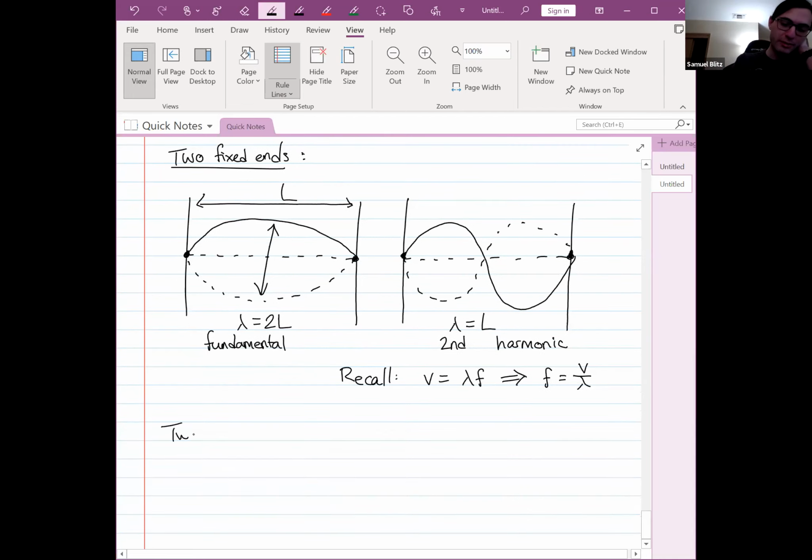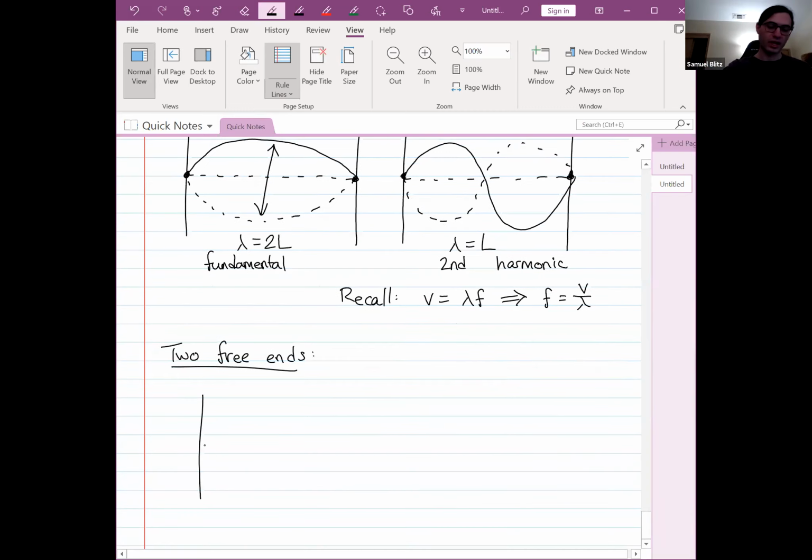We can do the same thing for 2 free ends. We can draw pictures. And by the way, the third harmonic would just have 3 bumps, and its wavelength would be 2L over 3. There's 1.5 wavelengths per L. So 2 free ends, well, the ends are, as the name implies, free. So that means that they should be moving up and down. So we could draw something that looks like this, right? That would have free ends because then it would oscillate back and forth. But we want fewer. Well, what's the fewest that we can do?